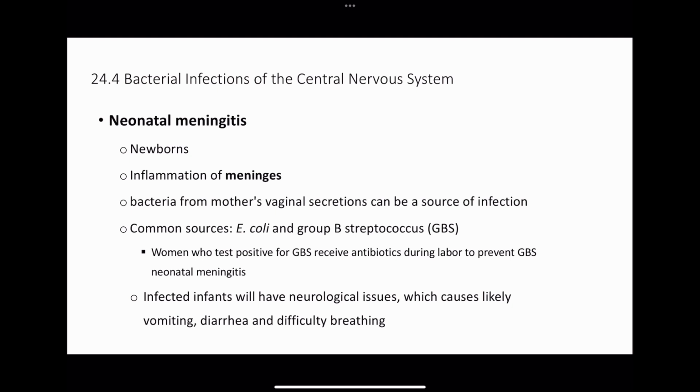The most common sources of this infection are E. coli and Group B streptococcus. Pregnant women who test positive for Group B streptococcus receive antibiotics during labor to prevent neonatal meningitis transmission to their babies. If infected, those infants will most likely have neurological issues, which can cause vomiting, diarrhea, and difficulty breathing.